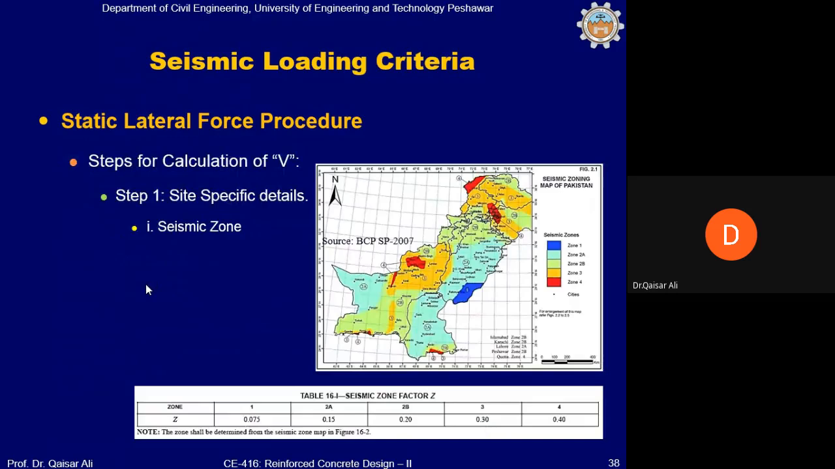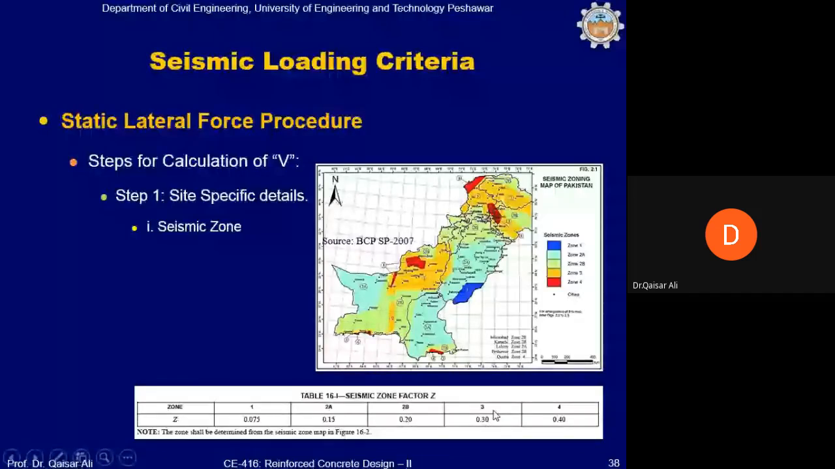Okay, seismic zone. As I explained earlier, there are 4 seismic zones, and seismic zone 2 is further subdivided into 2A and 2B. Then from these zones, there are seismic zone factors Z. They are called Z factors. If the zone is 1, then the Z factor is 0.075. If it is 2A, then the Z factor is 0.15. If it is 2B, it is 0.2. If it is 3, it is 0.3, and for 4, it is 0.4. So with the increase in zone, the Z factor increases.